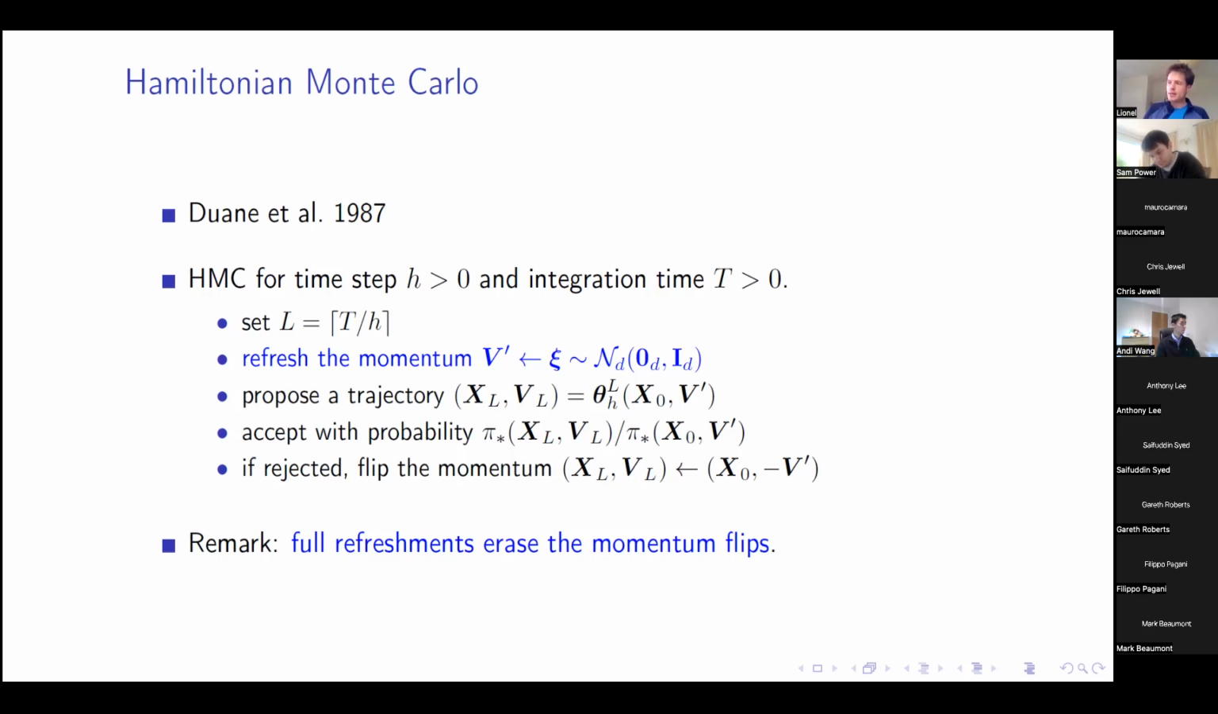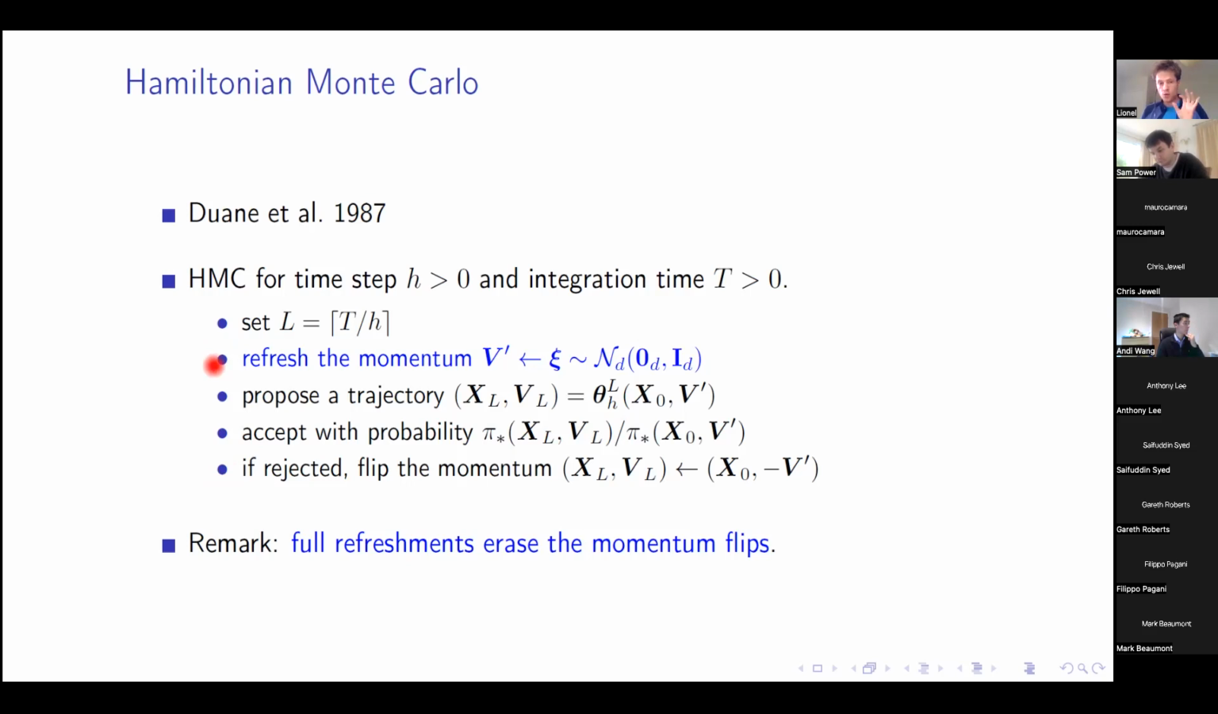Now, as you can see, there's a last step here, and that can be included or doesn't matter in the algorithm, and it corresponds to a flip of the momentum upon rejection, right? So why? Well, why put it here? And why does it matter, right? So the answer is it doesn't matter. It's true. It doesn't matter because the velocity is fully refreshed each iteration. Therefore, full refreshments always erase the momentum flips, right?